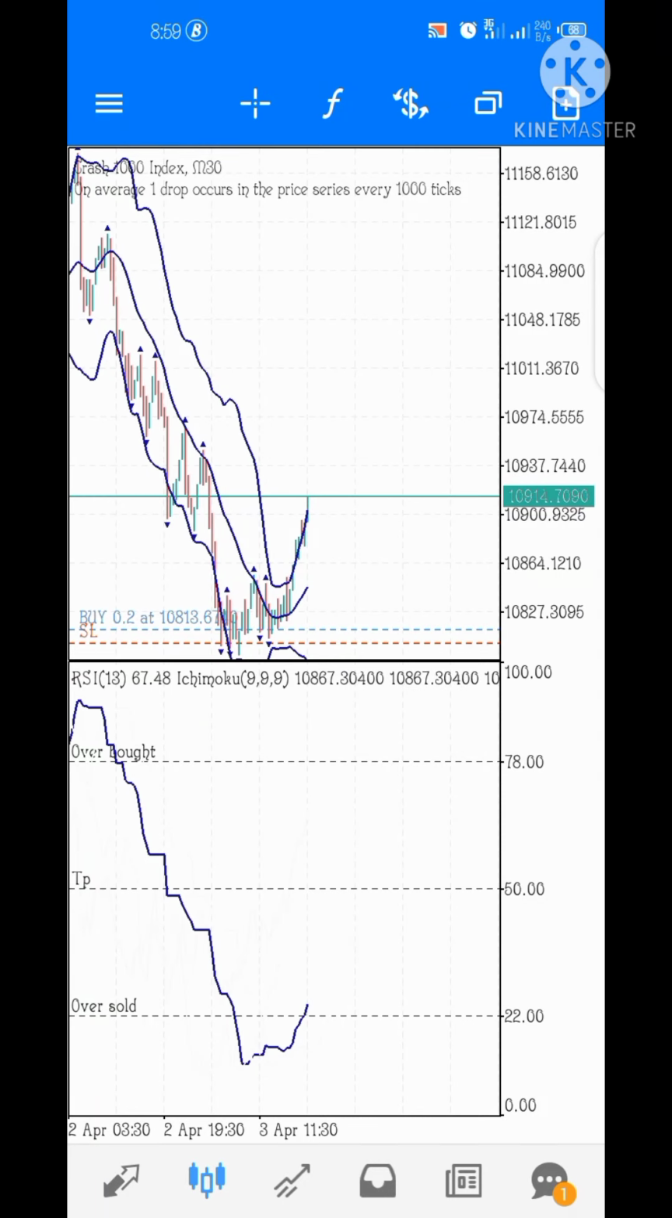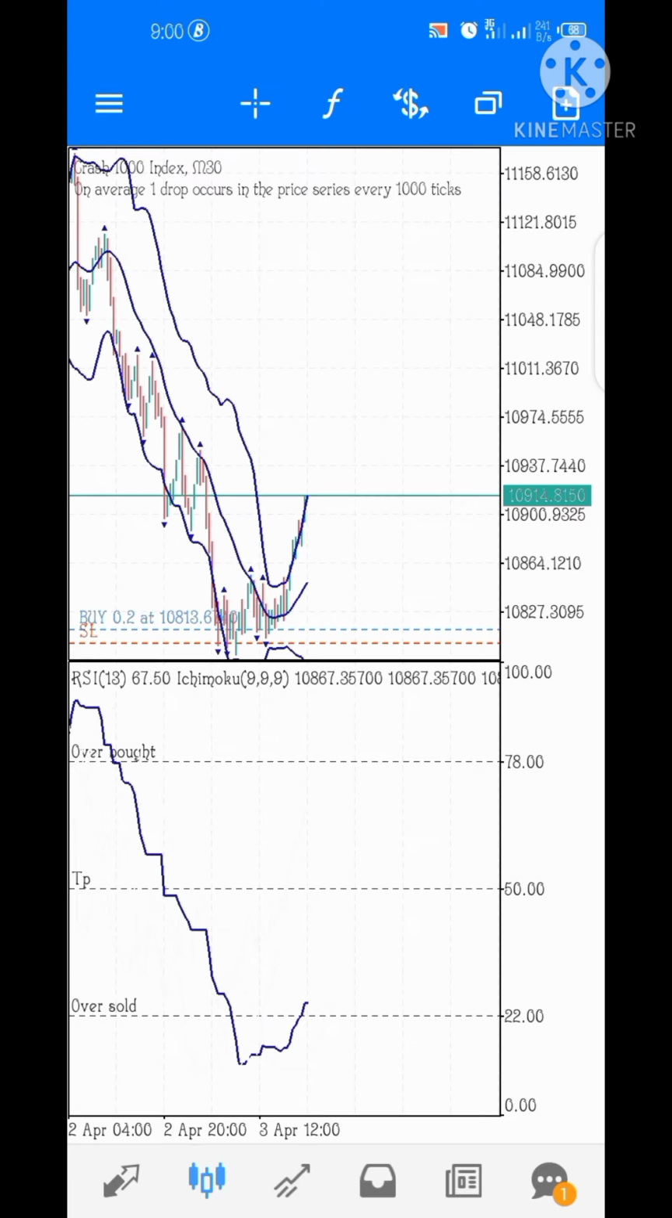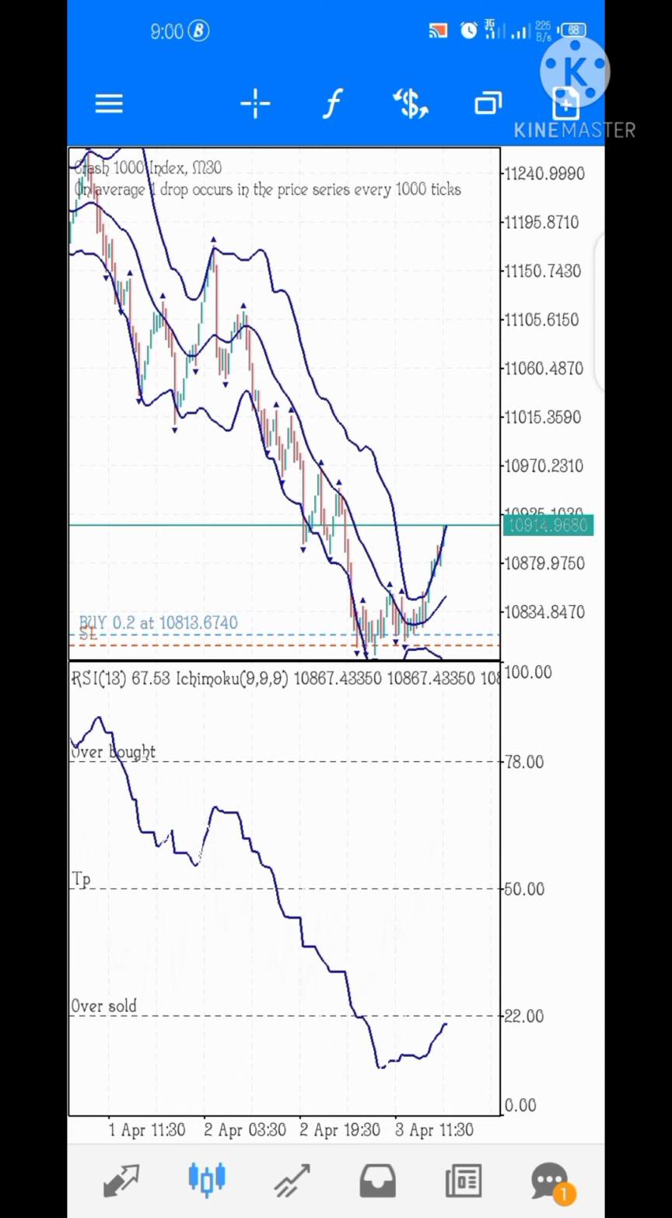In today's episode, what I have for you guys is how to use Bollinger Bands, fractals, relative strength index, and Ichimoku to trade Boom and Crash on the 30 minutes time frame. These indicators are very accurate, very powerful. You can use them, unlike the one I uploaded like 2 days ago.